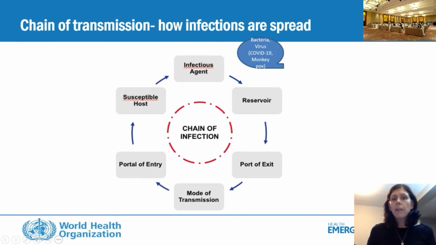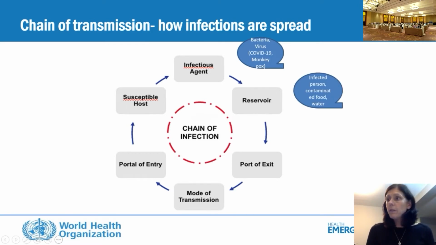And then, in order for that bacteria or virus, which just exists in general in the world, there's a reservoir for it. This could be the infected person who has that particular virus or bacteria. It could be contaminated food or water. And this is just where the virus or bacteria is currently living and surviving. But just because it's in that person doesn't mean it's being transmitted or spread to others. It has to get out of the person or out of the food or water. And this is called the port of exit.